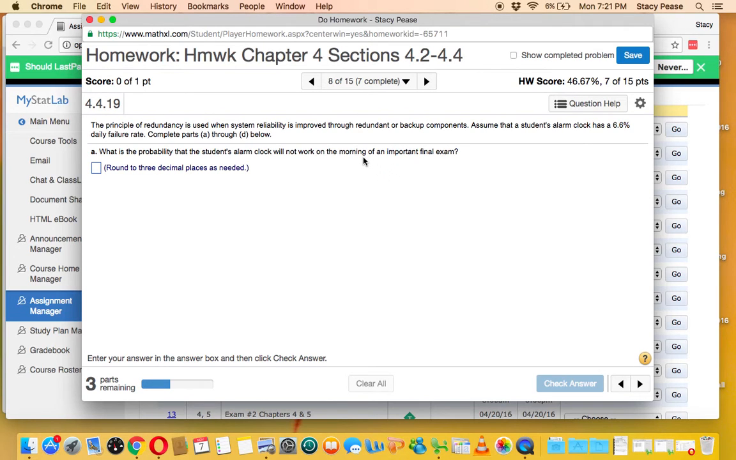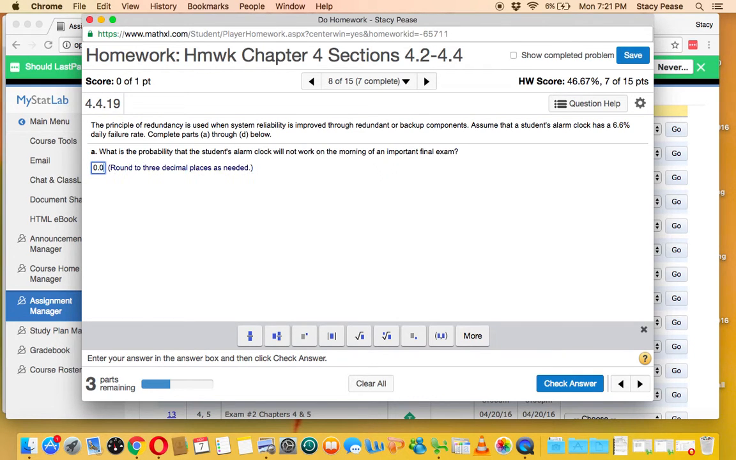All right, first thing to point out here, it doesn't matter whether it's an important exam or not. Your probability of having a failure remains the same whether it's a Saturday or a Monday, and regardless of what's going on. So they actually give us this number, but they give it to us as a percentage. And we're required in part A to turn that into a decimal, or to make it into a probability. So you're going to take that 6.6% and divide that by 100 to turn it into a decimal. So this will be 0.066.